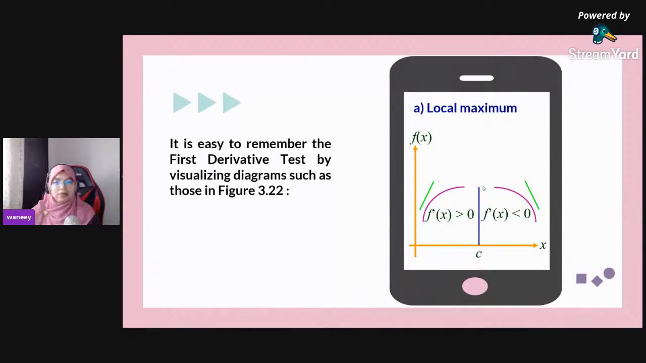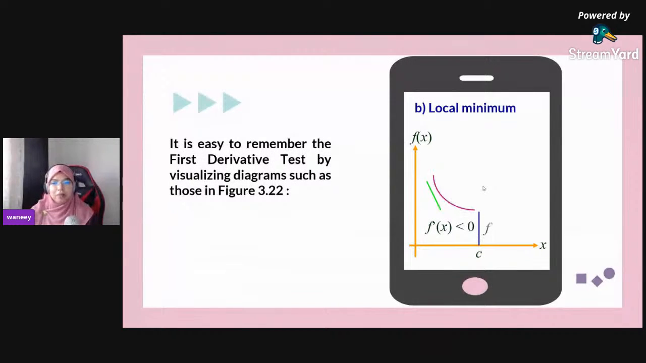Another one, local minimum, going down, going up. So if you simply sketch a graph, you're going to get something like a smile graph. So this is a local minimum.